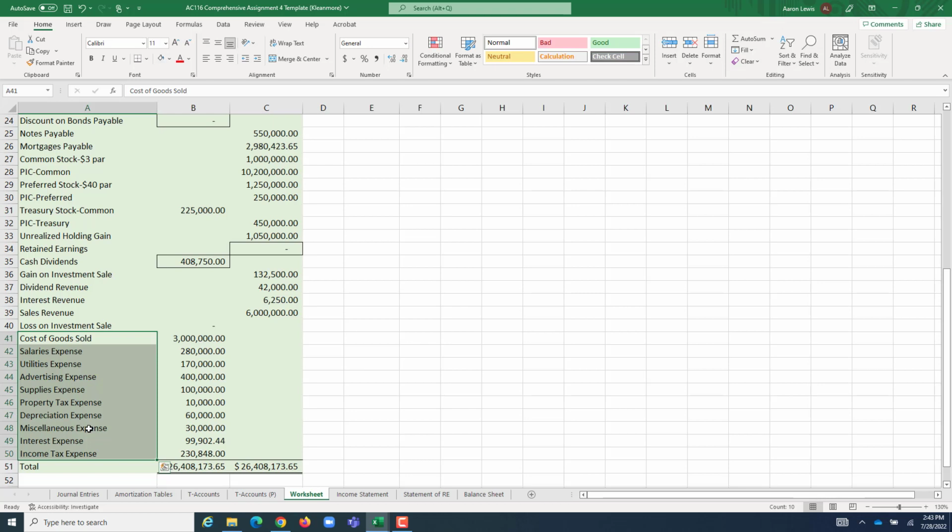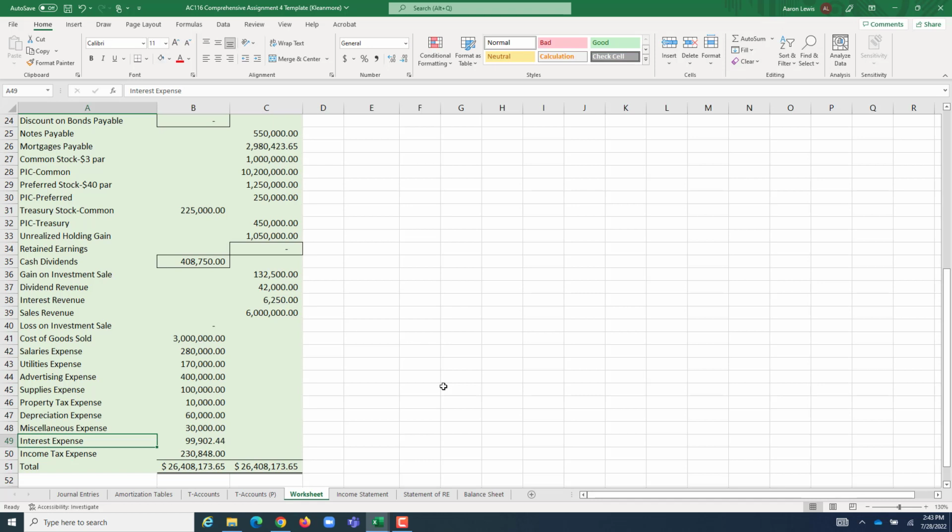Miscellaneous expense, blah, blah, blah. We'll assume all of these are actual operating expenses that couldn't be inventoried. The two expenses down here that can't be inventoried are interest expense and income tax expense. And I will be honest with you, I disagree with interest expense, but I don't get to make the rules. GAAP gets to make the rules.